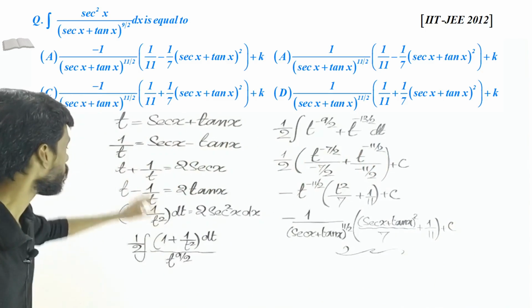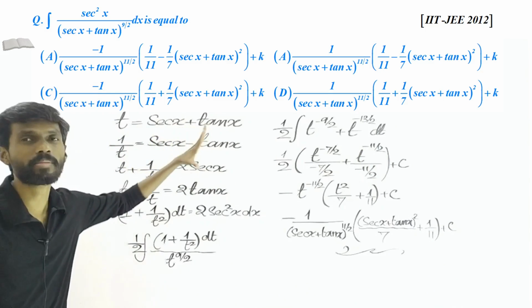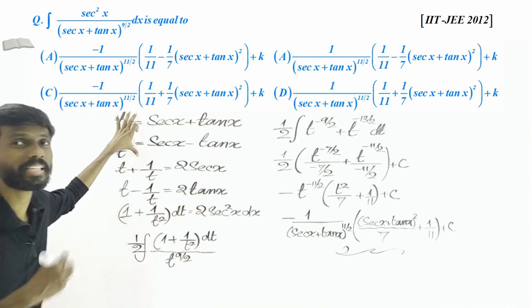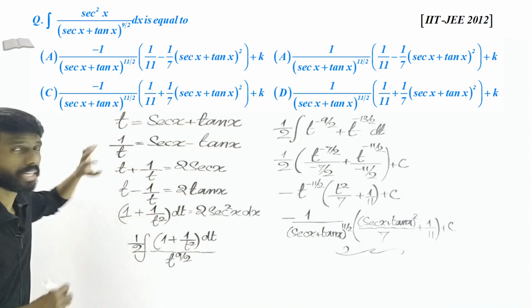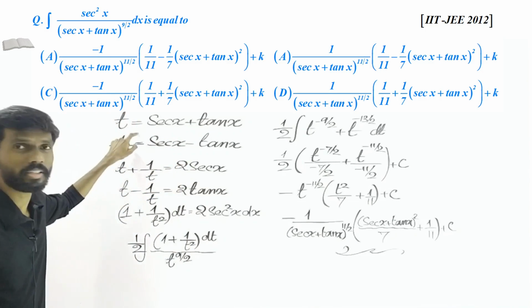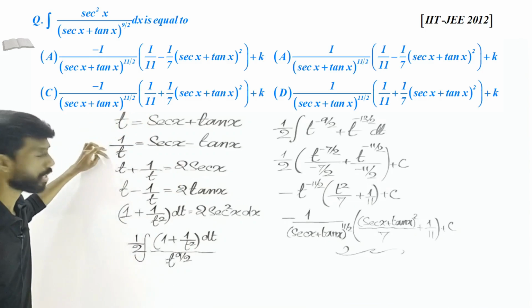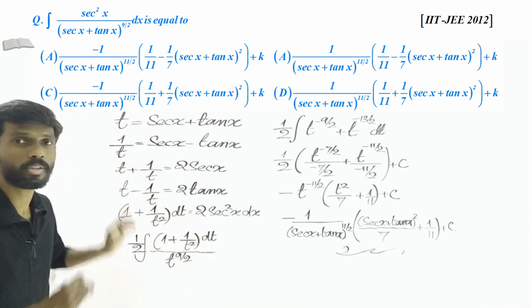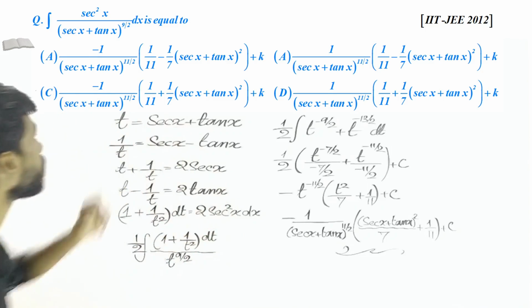So it's very simple. We just take the substitution t equal to secant x plus tan x, rest of the things as usual, but this one particular expression will make it easier, right? You can directly also differentiate, find dt and directly substitute, but if you use this particular relation, it will be easier to convert everything in terms of t, right? So this is our required answer.